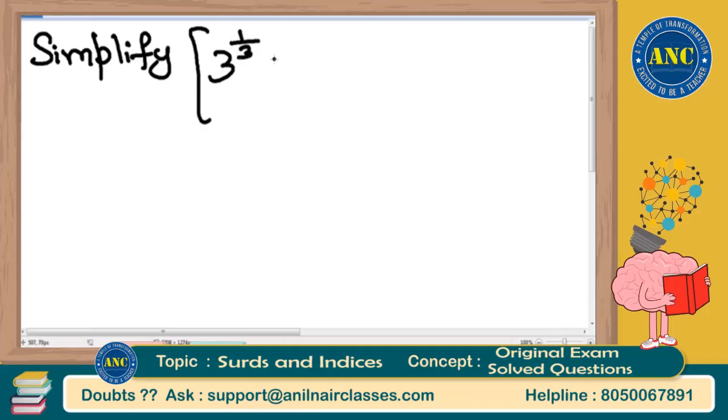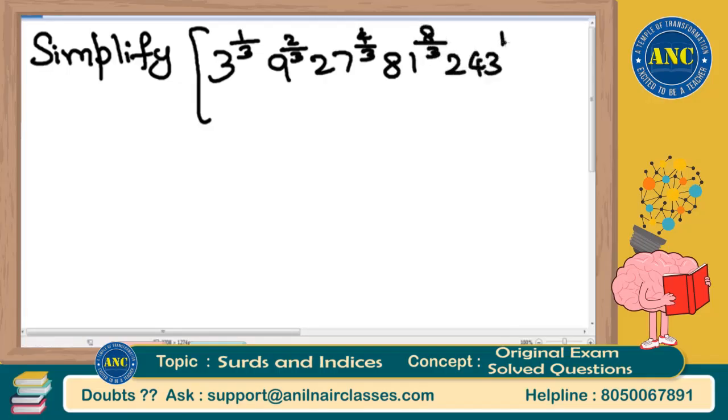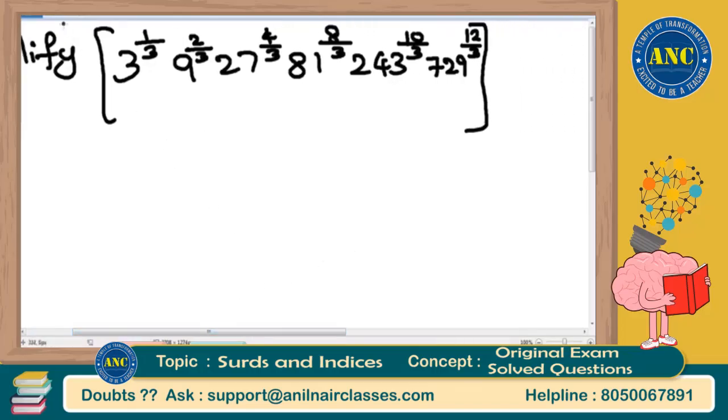3 power 1 by 3, 9 power 2 by 3, 27 power 4 by 3, 81 to the power of 8 by 3, 243 to the power of 10 by 3, 729 to the power of 12 by 3. Right? And the question will not end here, because the whole power is again given as 2 by 19.